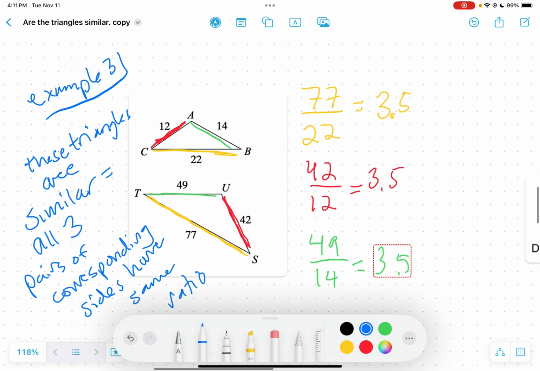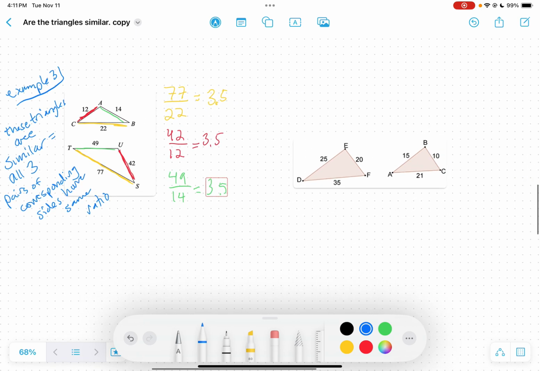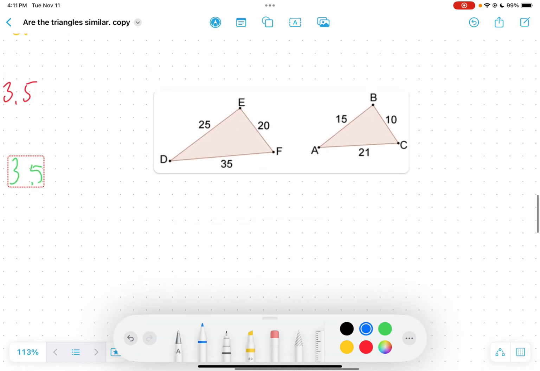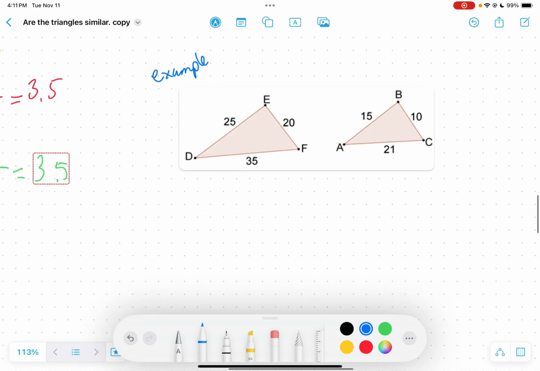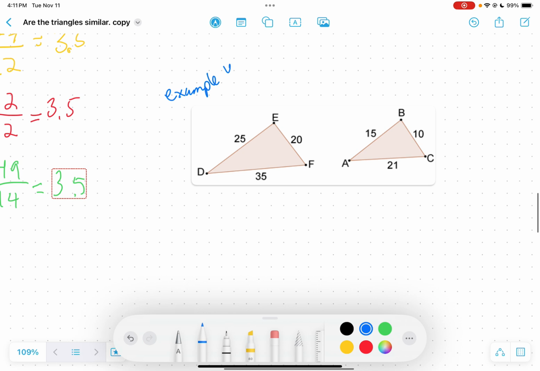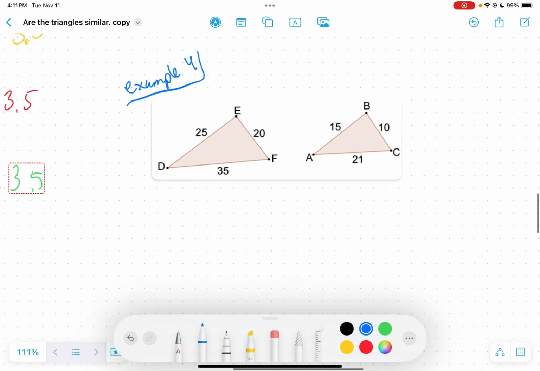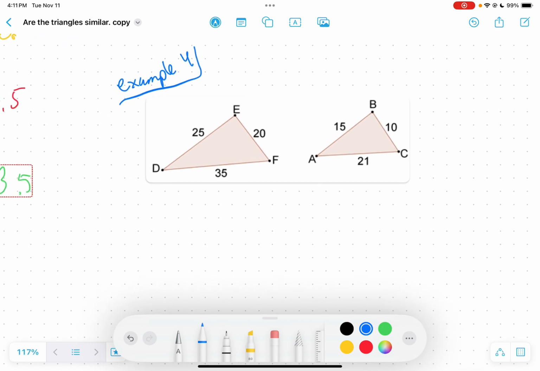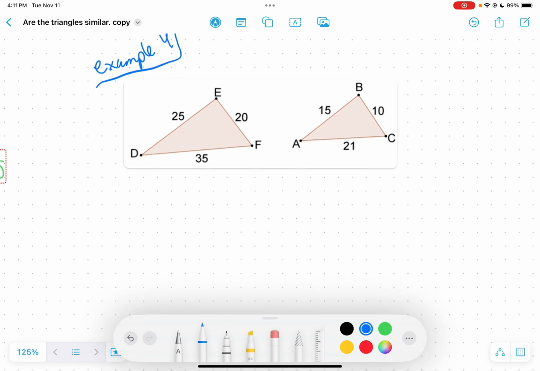Okay, we'll try a couple more and hopefully it will seem easy. So why don't you guys again pause the video for this one? I think this is example 4. Okay, so try to set up your ratios and check and see if this one works out to have equivalent ratios or not.